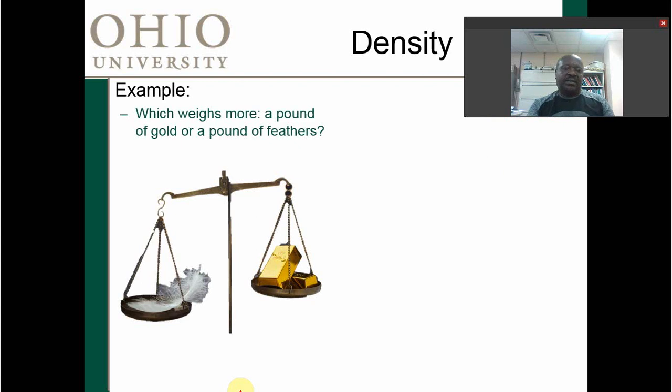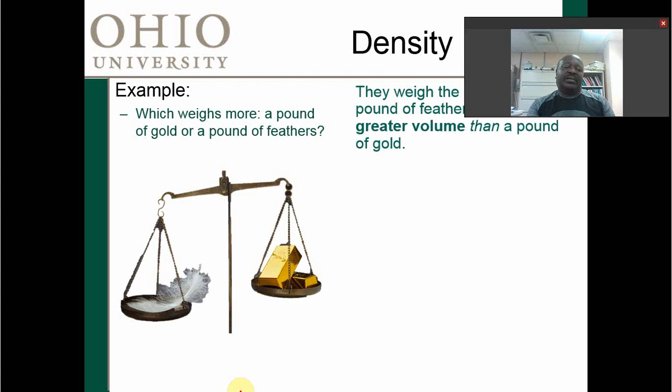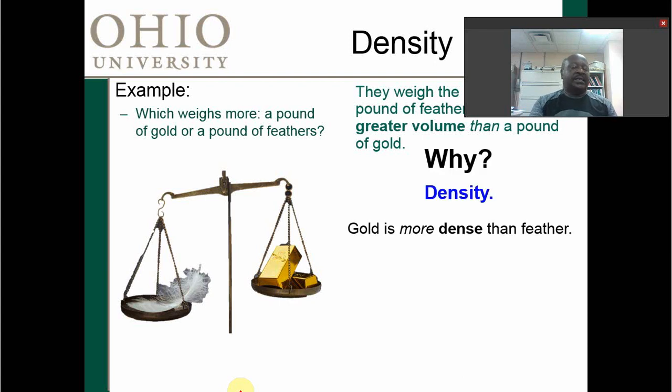So, density, okay, what's the difference between density and mass? Well, classically one can say, if a pound of gold, a pound of feathers, which is more stuff? Well, the feathers will occupy a much greater volume. The difference is that gold is a lot more dense, a lot more mass packed in a smaller volume.